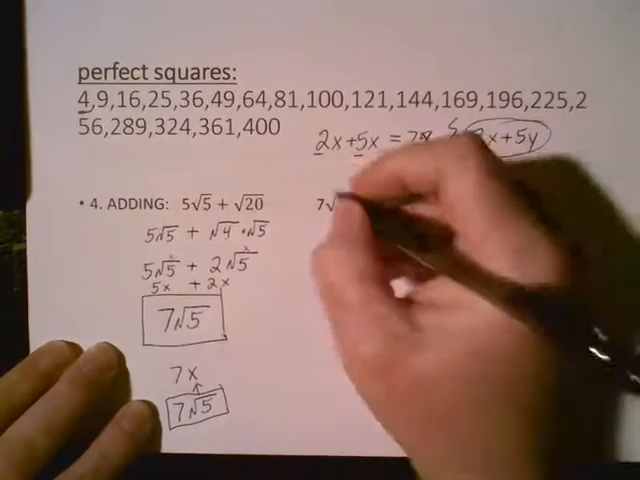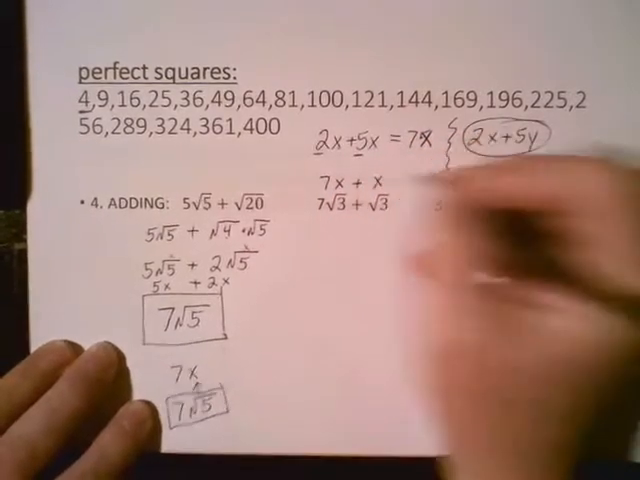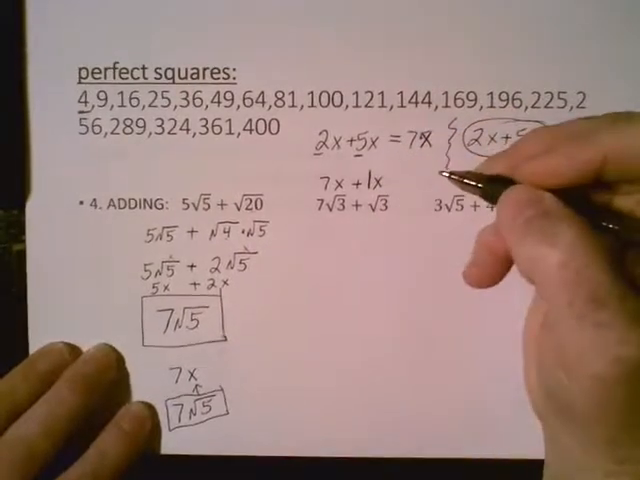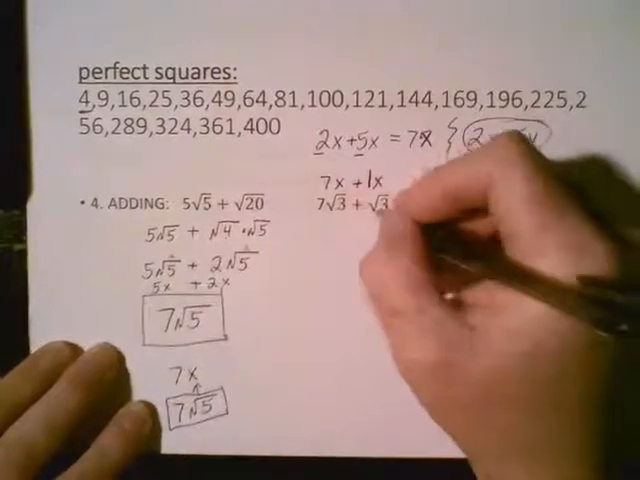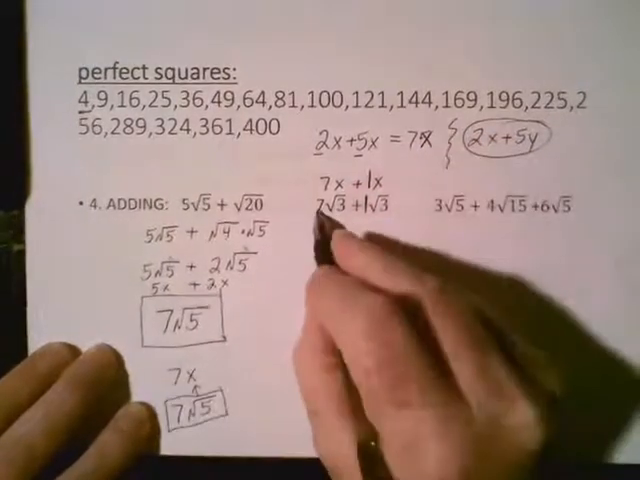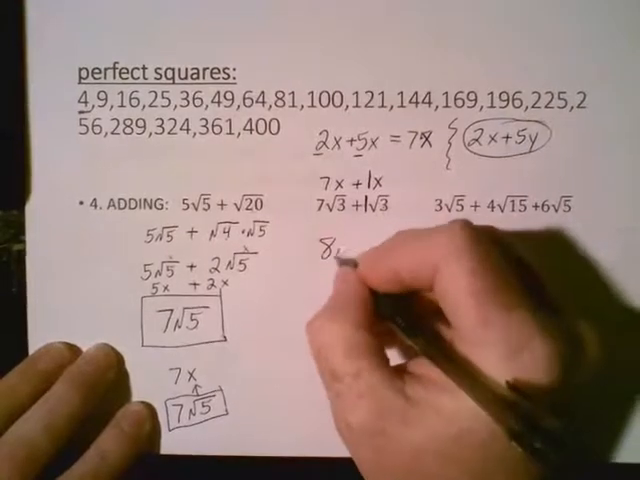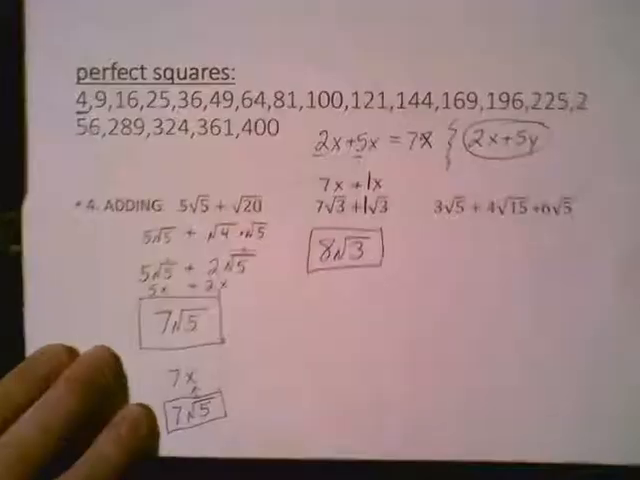Next one, if you had something like this and it said 7x plus just x, you got to remember that the coefficient in front of that x is a 1. So you just add those two together. Well, it's going to be the same thing here. So we just add the 7 and the 1 and we get 8. And then the number under the radical stays the same. So it's 8 times the square root of 3.